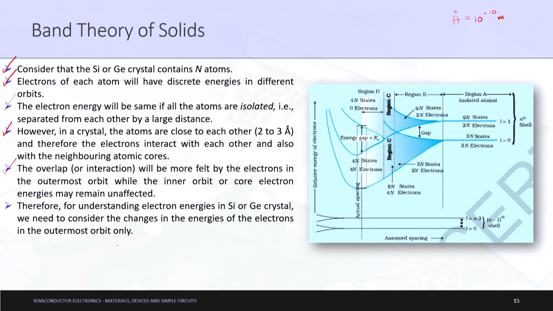So, finally, what is the conclusion of this band theory? We are only considering the changes in the energy of the electrons in the outermost orbit, and then we are trying to understand what actually happens, what these energy states are, etc. So, this is the first conclusion, and this is the conclusion of this slide. Let us move on to the next slide now.